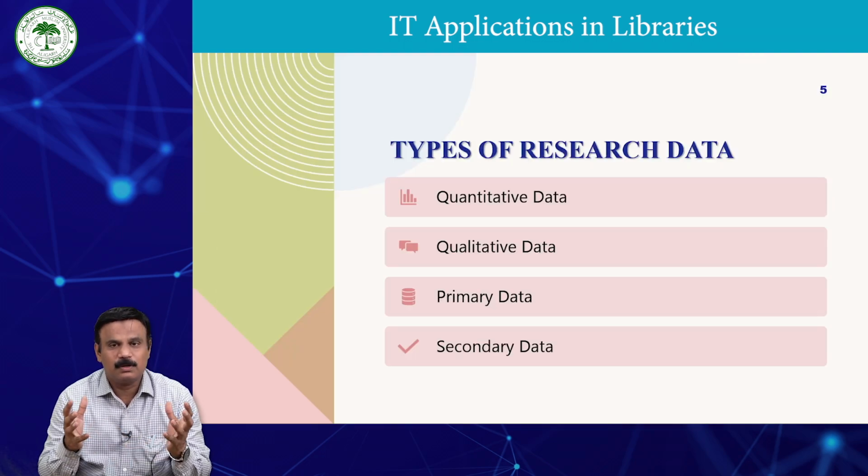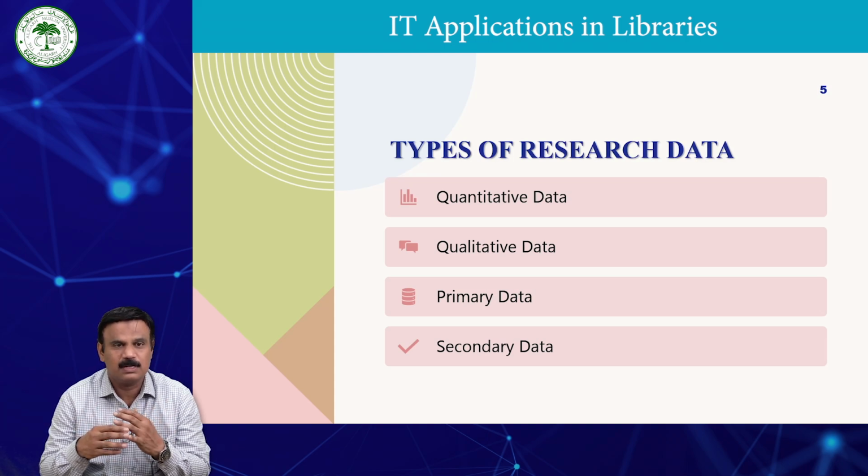As you people are aware, the types of research data, mainly we can classify the research data into four. One is quantitative data, qualitative data, primary data, and secondary data. These are the terms which we generally use in all research.